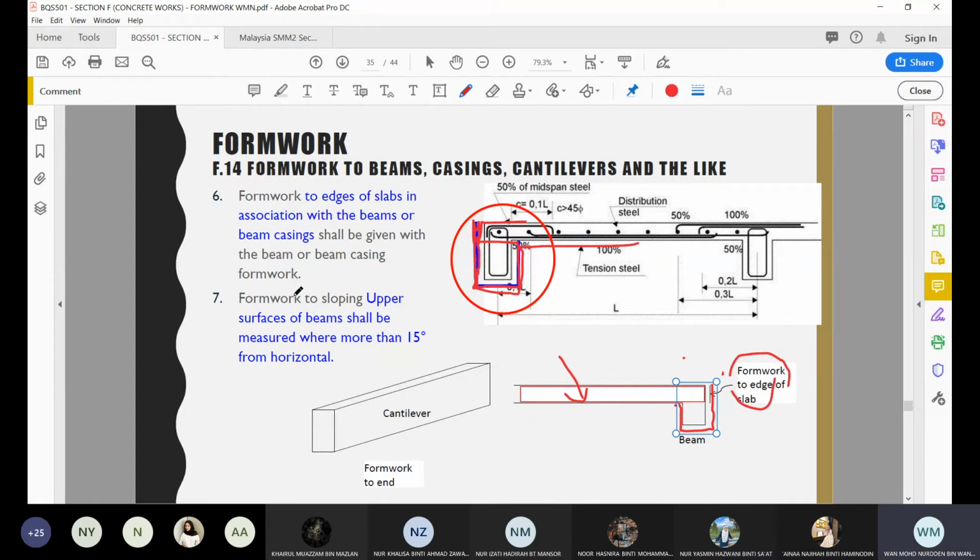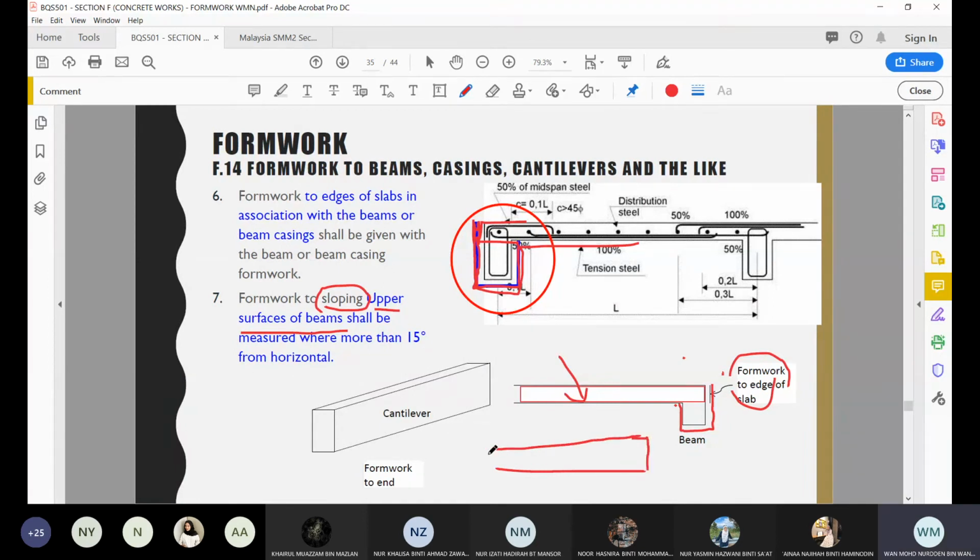Okay. Number 7, formwork to sloping upper surface of beam. Shall be measured where more than 15 degrees from horizontal. Formwork to sloping, kita ada sloping, tapi upper surface of beam. Okay, tak ada gambar tak? Tak ada. Kita nak buat beam, tapi kat atas ada sloping.